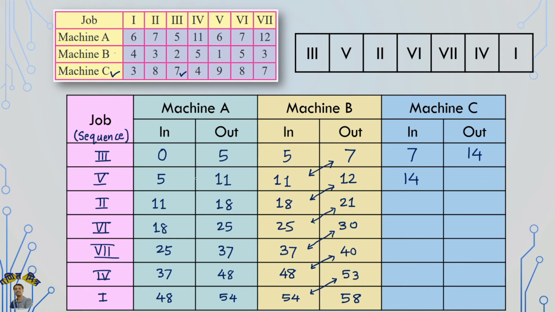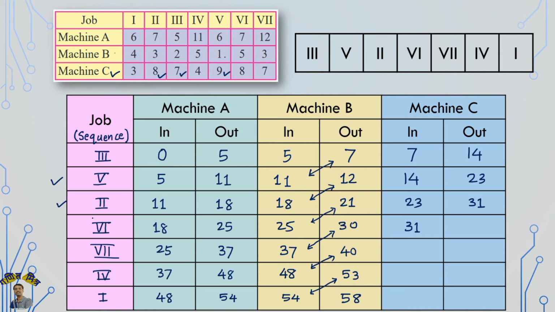Okay, now job number 5. Job number 5 means machine C. The value is 9. 14 plus 9, it is 23. Now let me copy 23 here because 23 is greater than 21. Now job number 2, machine C, the value is 8. So 23 plus 8, it is 31. Now let us copy 31 here because it is greater than 30.